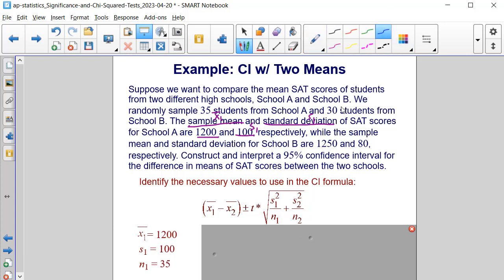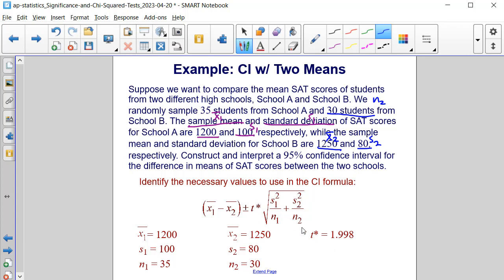Now let's look at school B. School B, they randomly sampled 30 students. That's our n sub 2. And the sample mean and standard deviation of school B are 1250, which is our x bar sub 2, or sample mean sub 2, and 80, which is our S sub 2. So we have all of those values, and then the last thing that we just calculated was our t star value, which is 1.998.